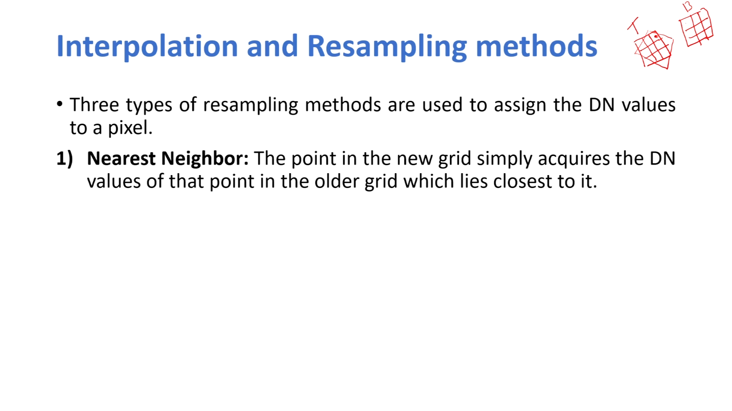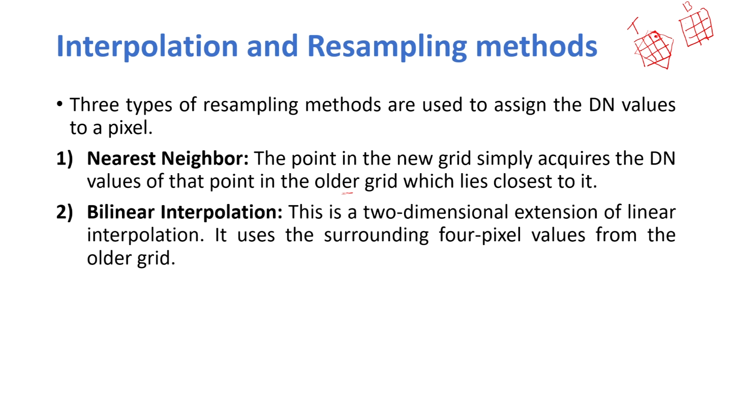When you overlap both these images through the polynomial equations, this pixel or this grid will get the DN value from its nearest grid or pixel. So that is your nearest neighbor. The point in the new grid simply acquires the DN value of that point in the older grid, or the base image, which lies closest to it.